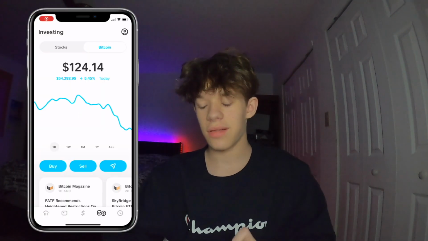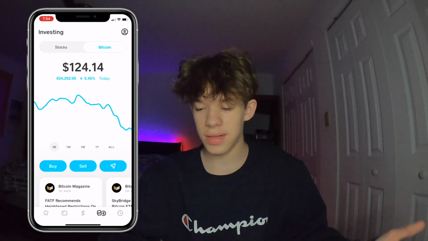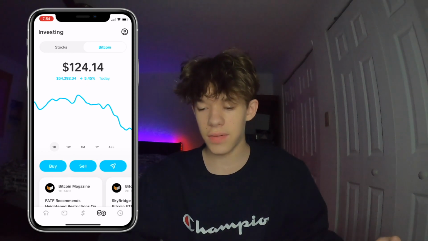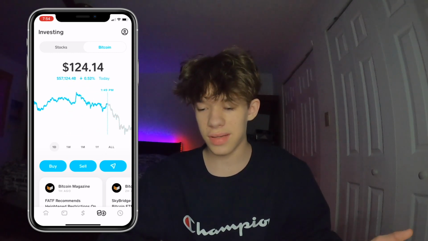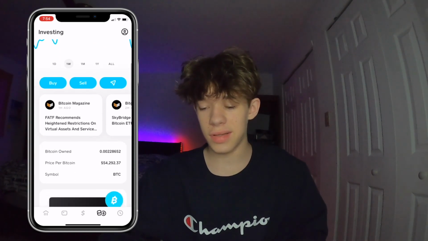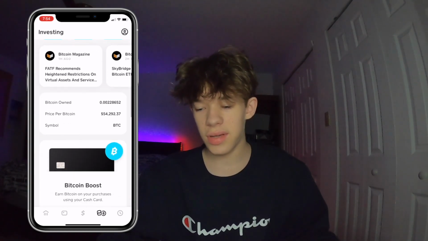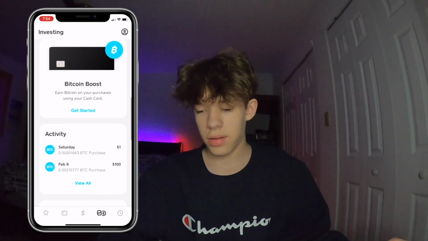But just to get into it, Cashapp's interface for investing is really easy and really simple. Right here, you can see Bitcoin I'm investing in. So it's a very easy and clean design. All you do is slide your finger and you can see the chart. You can see the 1 week, 1 month, 1 year. If you scroll down, you can see buy, sell. And you see your Bitcoin owned. You see the price and the symbol. You can also see the activity.